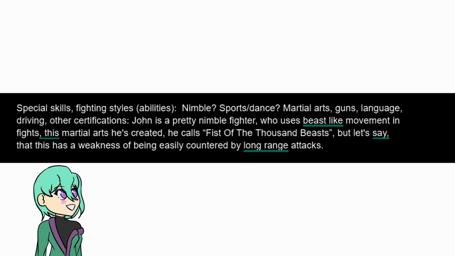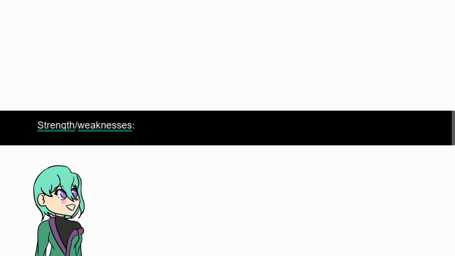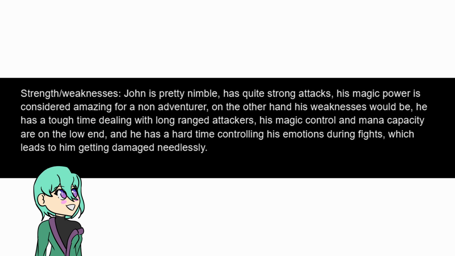by long-ranged attacks. Right here you'd put your character's strengths and weaknesses, which could be anything from educational to physical. It depends on the story you're writing. And since mine is an action fantasy, I'll be using fighting strengths and weaknesses. John is pretty nimble and has quite strong attacks. His magic power is considered amazing for a non-adventurer. He has a tough time dealing with long-ranged attacks. His magic control and mana capacity are on the low end, and he can't really control his emotions well during fights, which leads to him getting damaged needlessly.